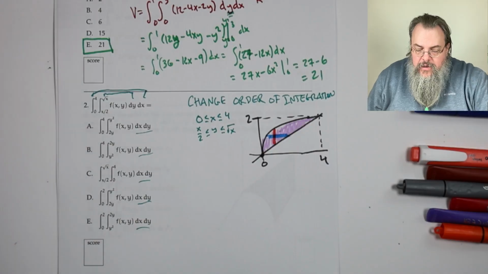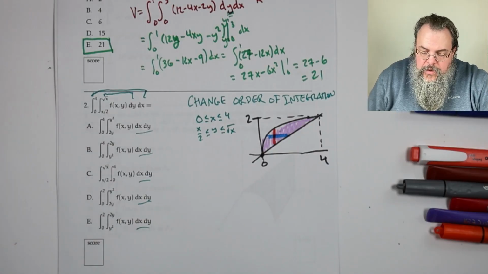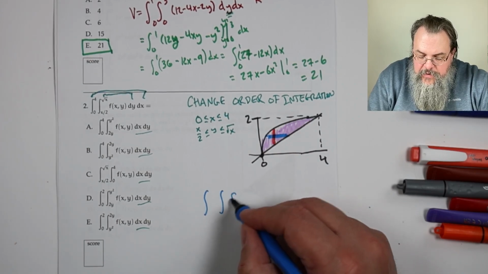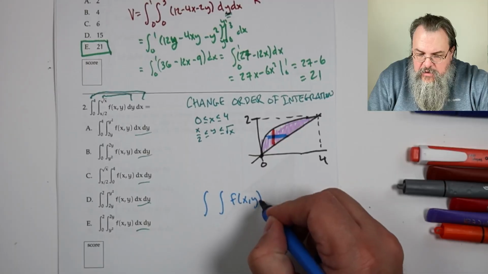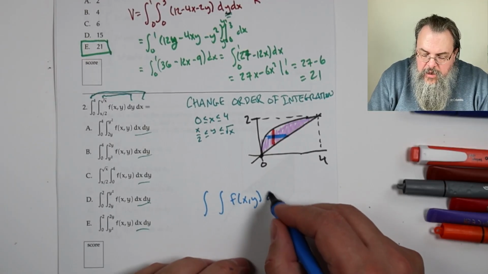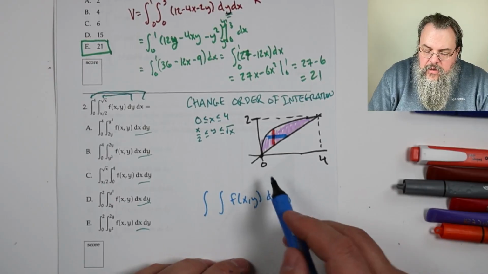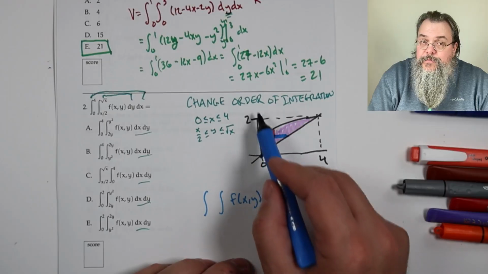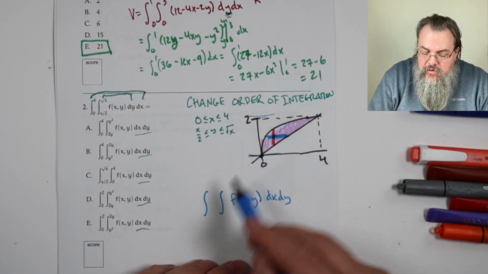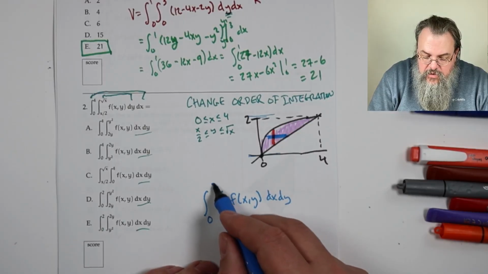What can we say? Well, we're going to do our new integral. The function doesn't change because that doesn't depend on the order of integration. And now we have our dx dy. And we say, okay, well, where does y go from? Well, the lowest value of y is 0. Highest is 2. 0 to 2.